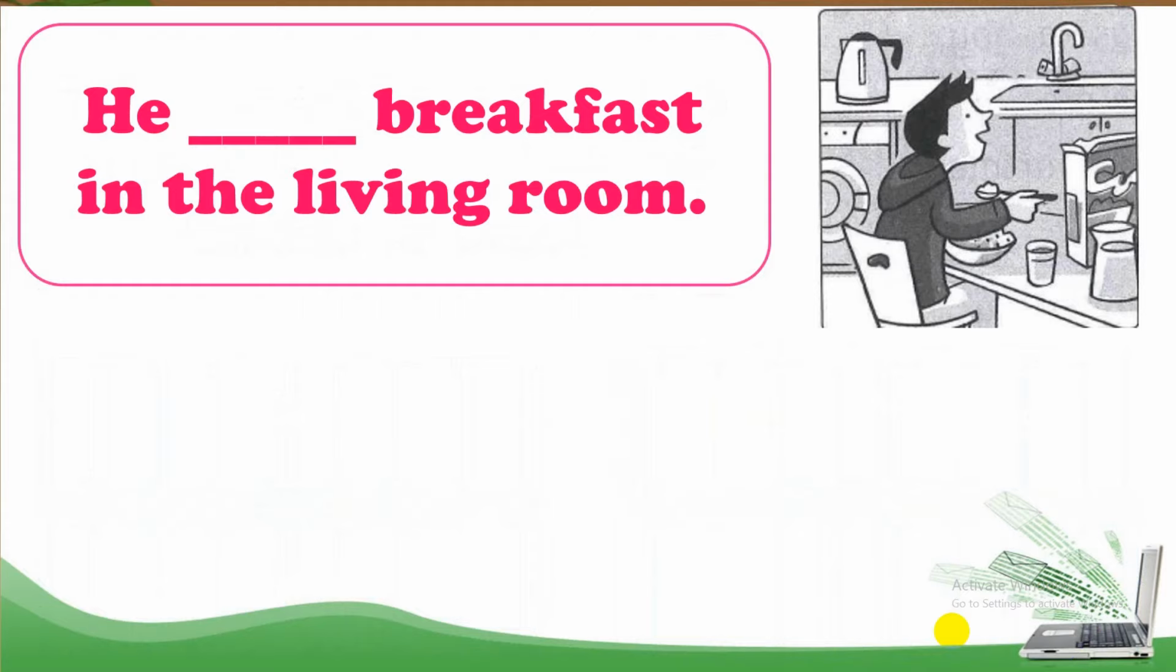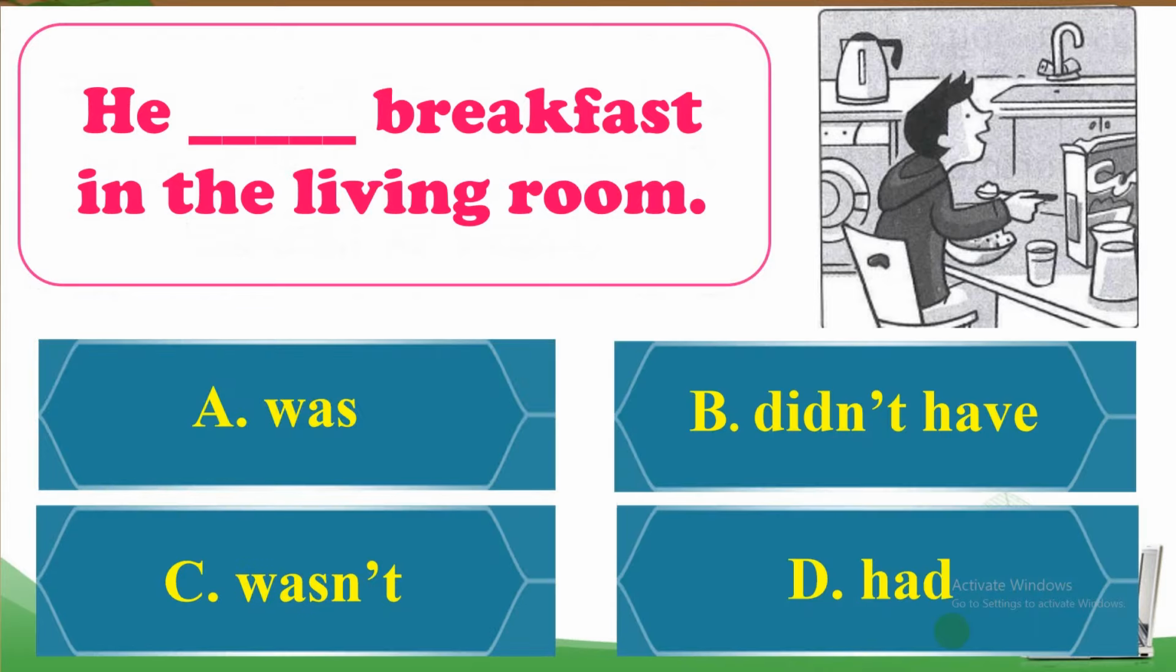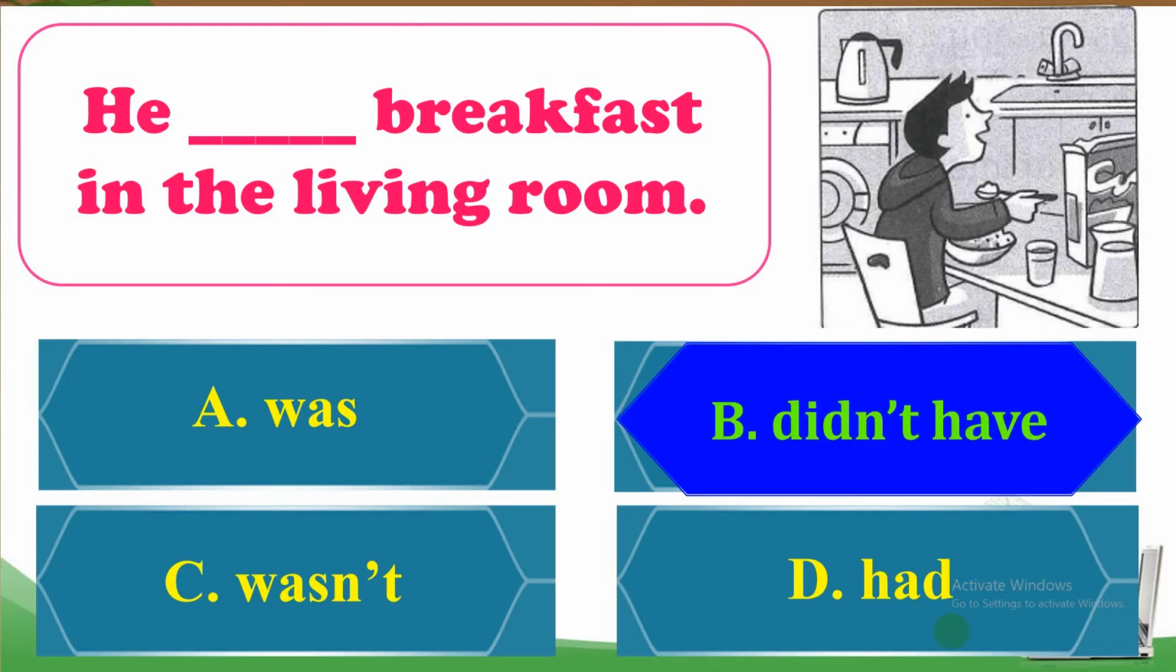He breakfast in the living room. A was, B didn't have, C wasn't, and D had. The correct answer is B. He didn't have breakfast in the living room.